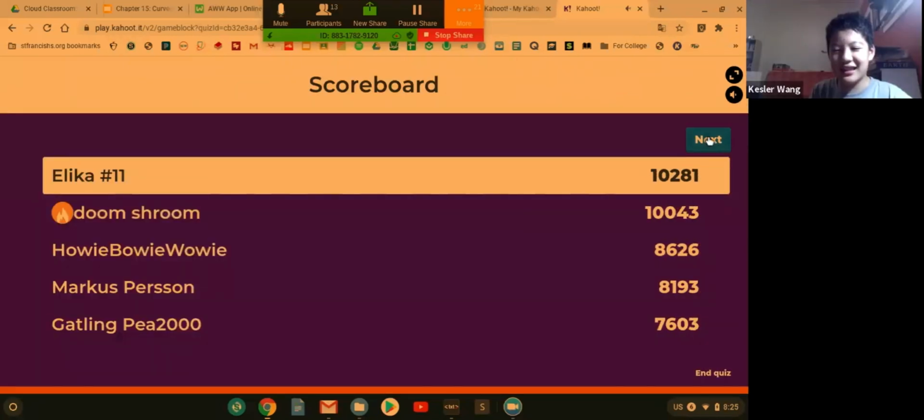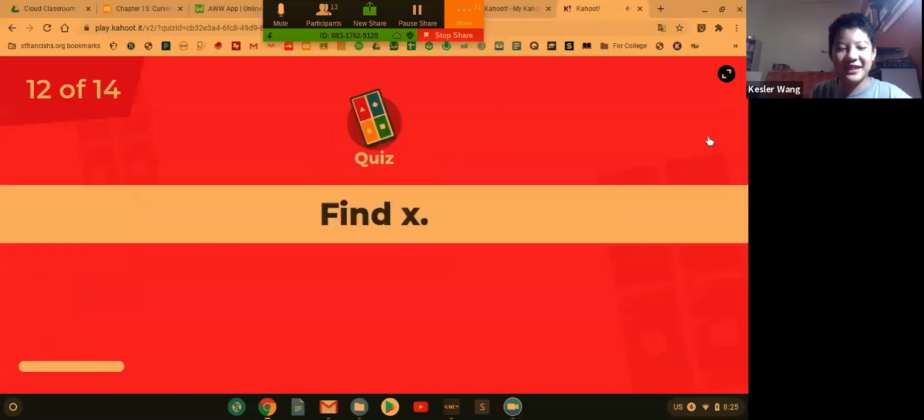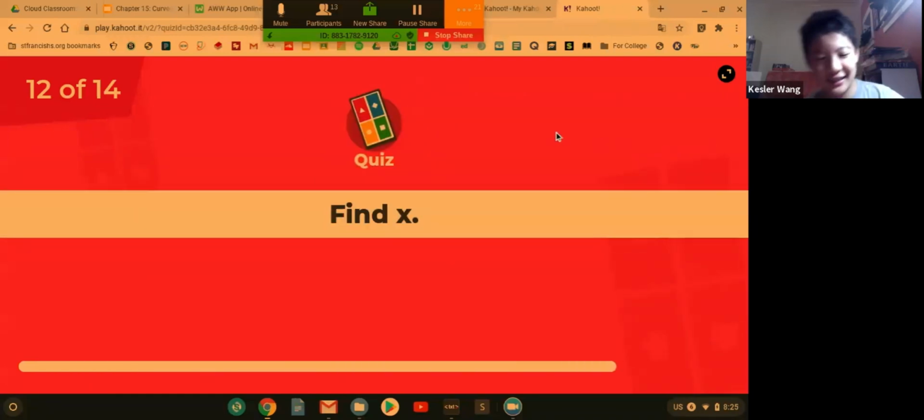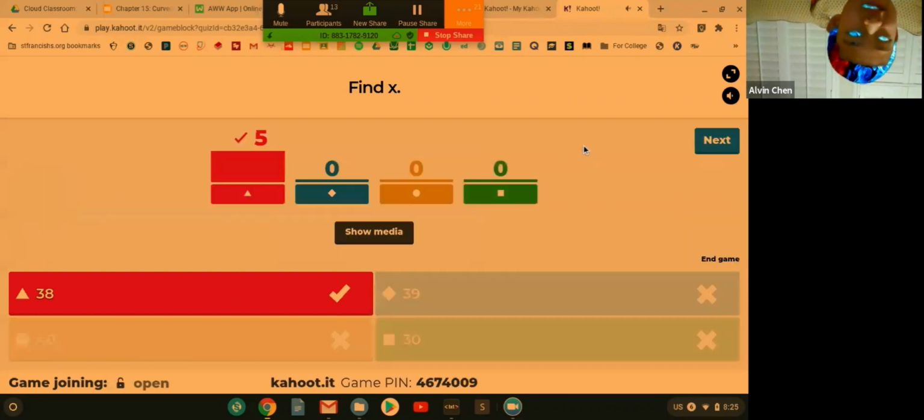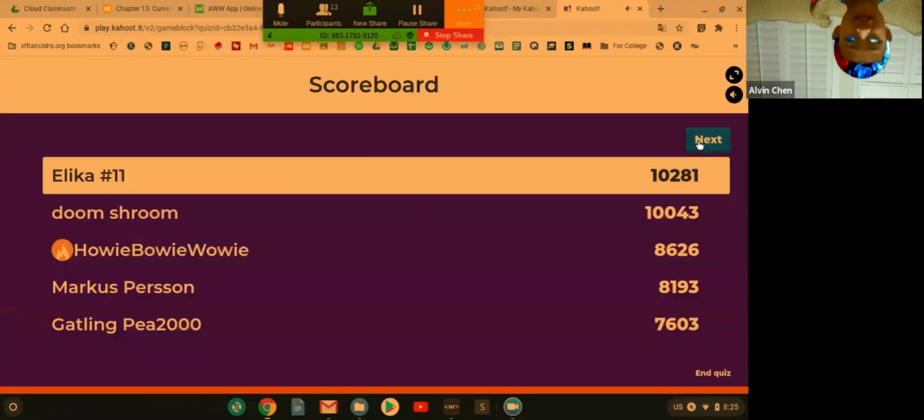I think our method of motivation is actually working. Find x. Oh, this is way too easy. Whoever gets this wrong is gonna be grounded for 5 years. And apparently nobody did. Come on.